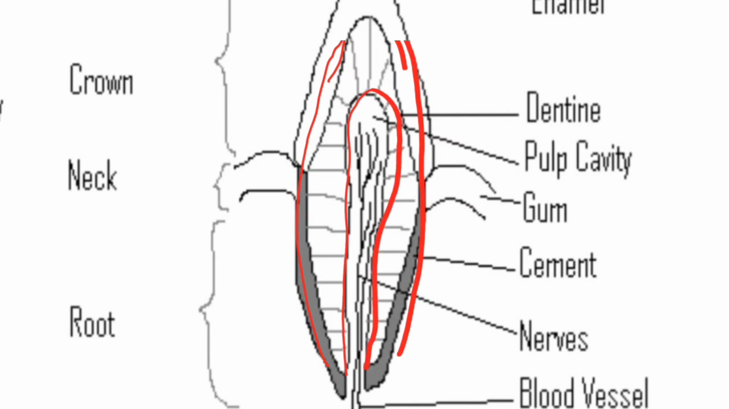And this pulp cavity contains nerves as well as blood vessels. Okay. So the pulp cavity is just a space within the dentine. It's a space. I repeat, my students. The pulp cavity is a space within the dentine which contains what? Nerves as well as blood vessels. All right.